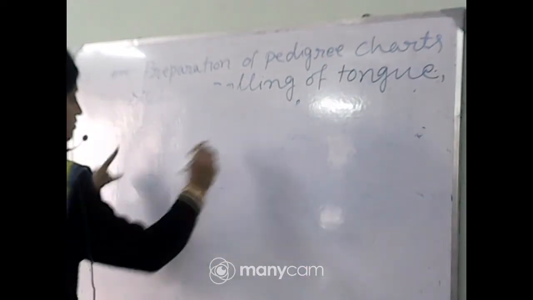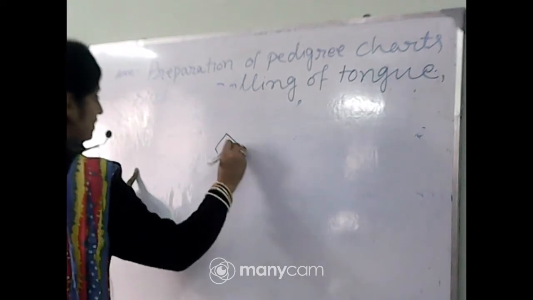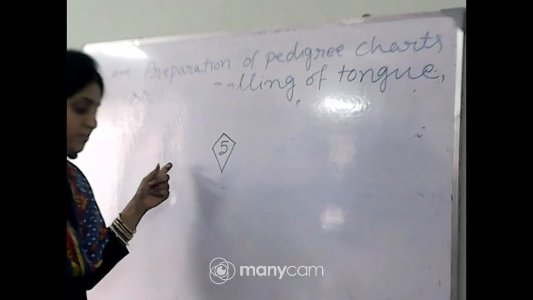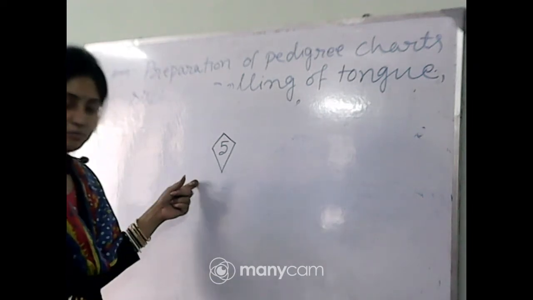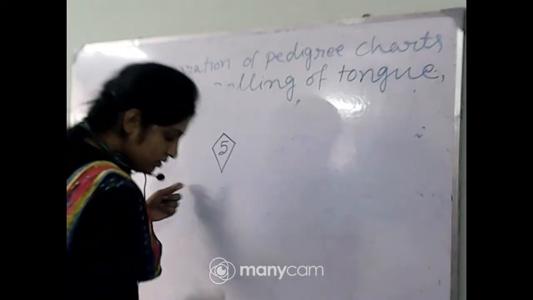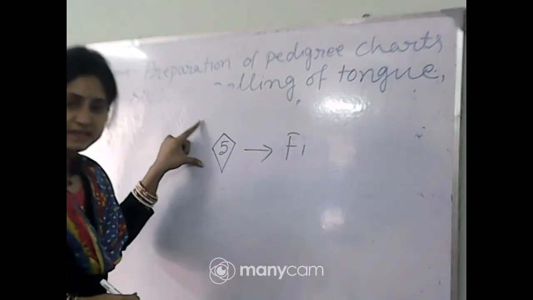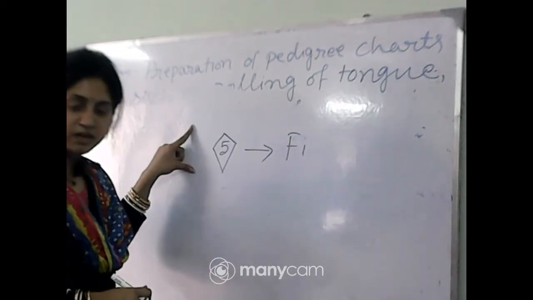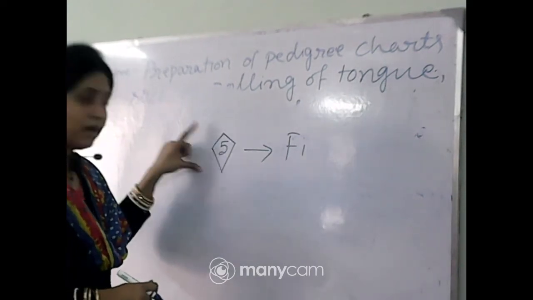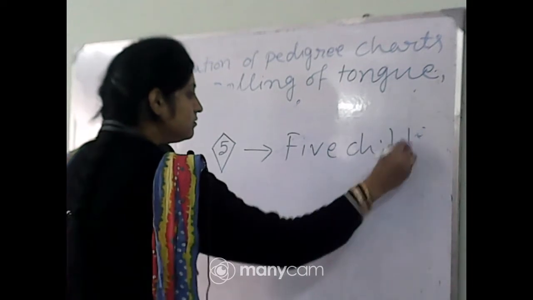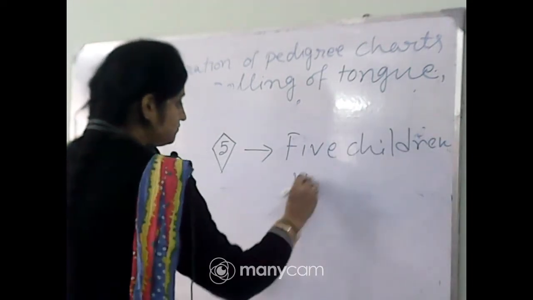If there is a square-like structure with 5 written in it, that means 5 unaffected offspring. The sex is unspecified; they may be girls or boys, but they are unaffected. Five children unaffected.